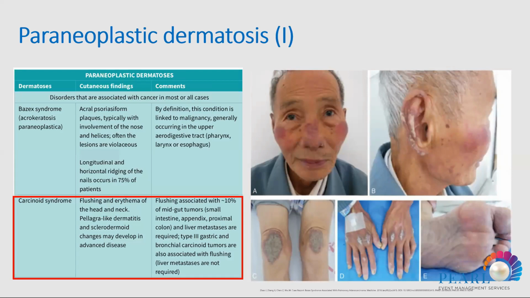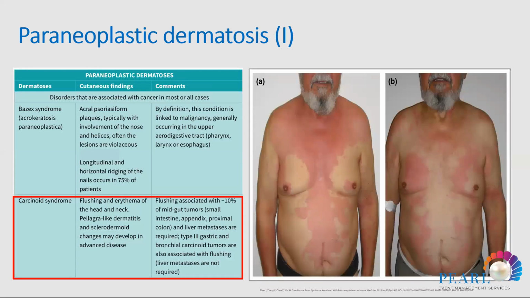Next is the carcinoid syndrome. As we all know, patients have flushing and erythema of the head and the neck, and even pellagra-like dermatitis, and this is usually associated with mid-gut tumors.